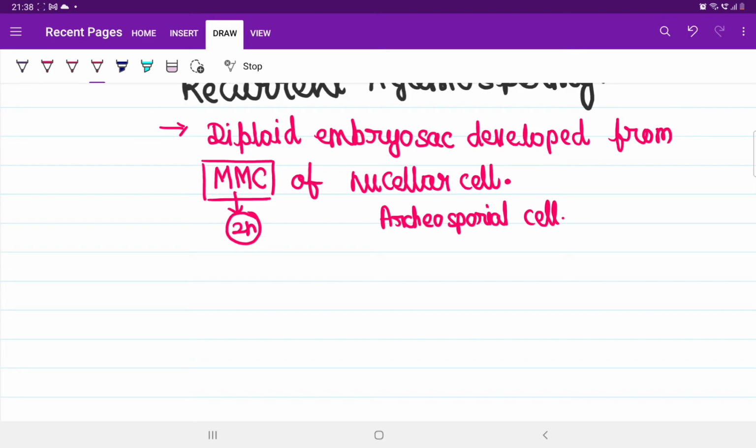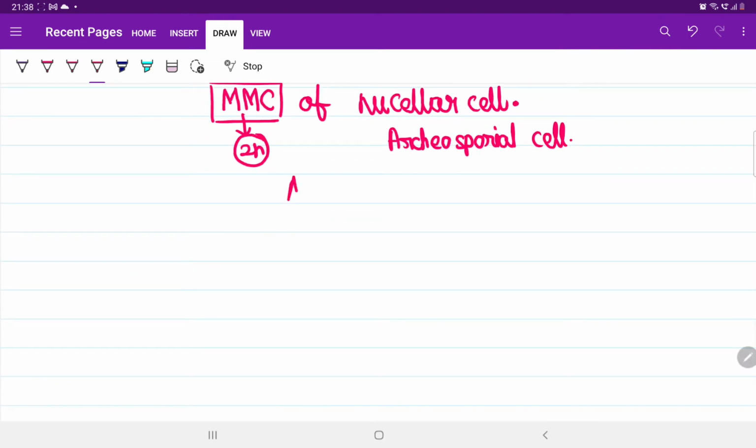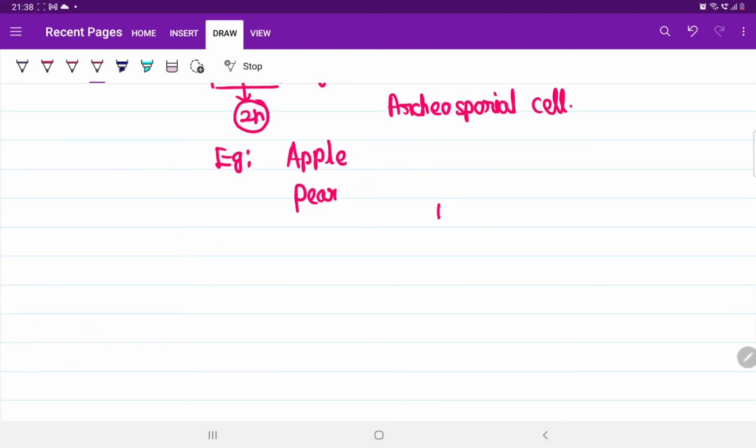And it is observed in apple and pear. Yeah, examples are apple and pear. So these are two different types of apomixis. Apart from that, we have many related terms also, like parthenogenesis.